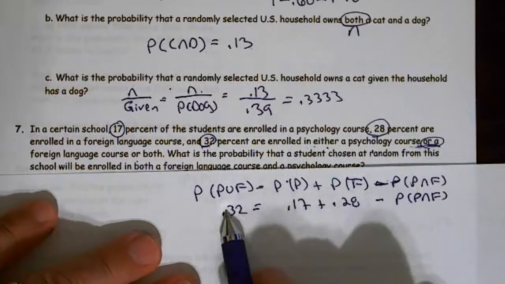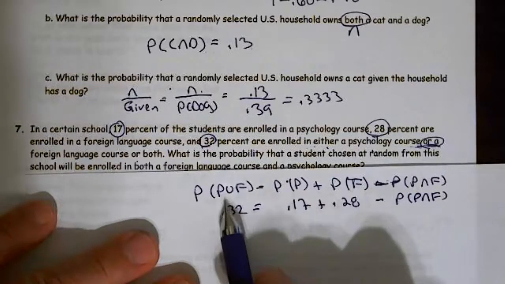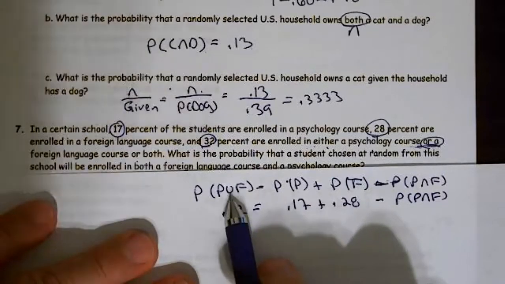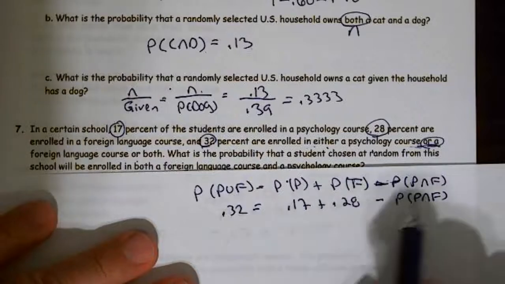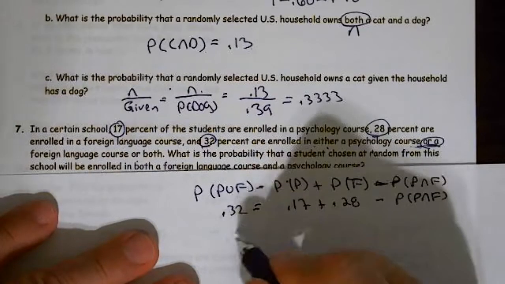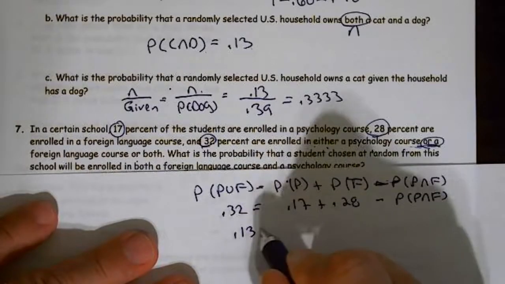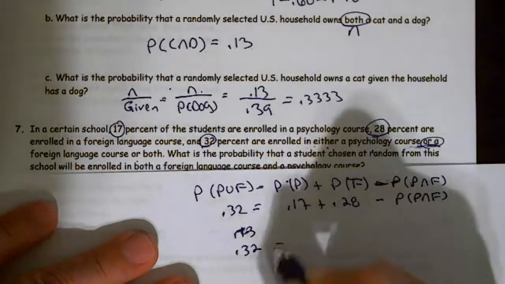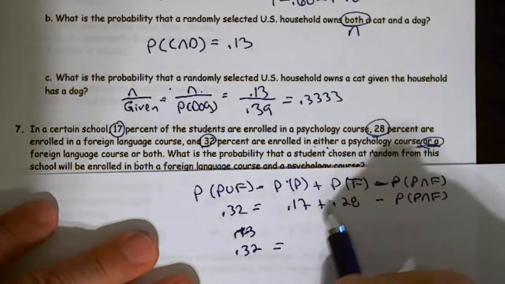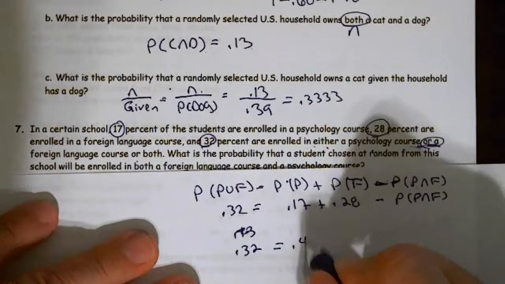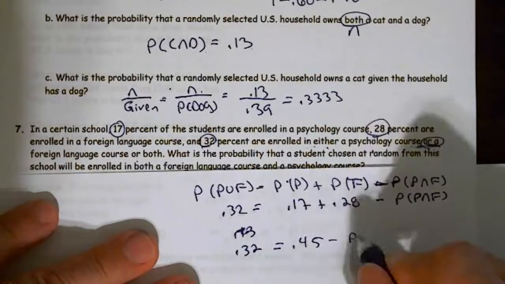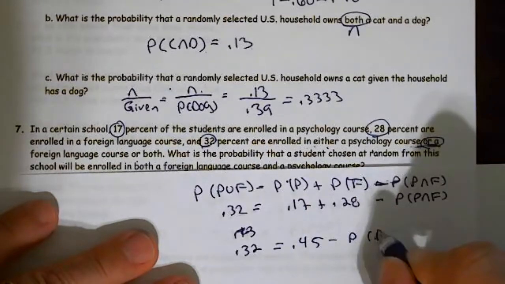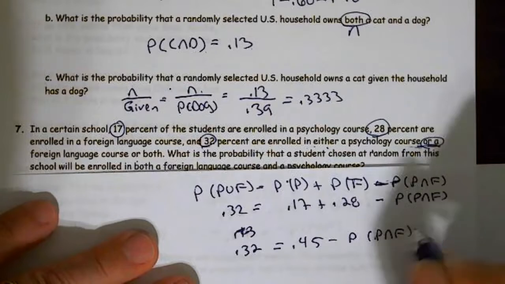I mean, either, this is not just both, it's or. Please remember that's a symbol for or. This is a symbol for both. So 0.32 equals, if I add these up, I get 0.45 minus the probability of psych and foreign language.